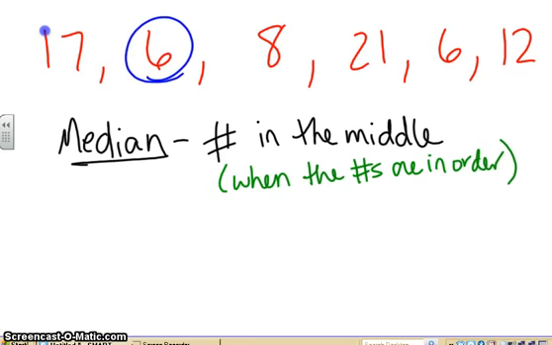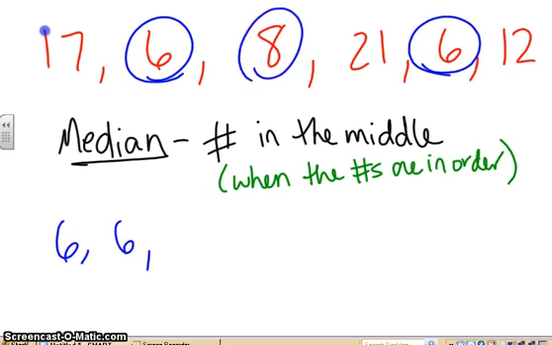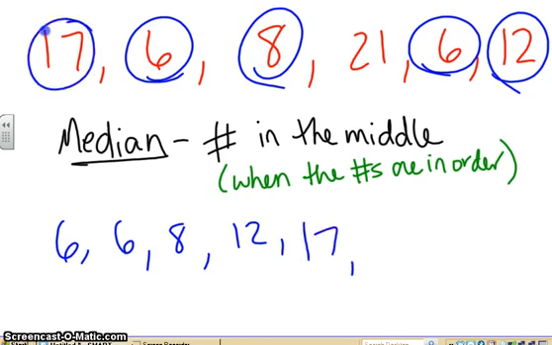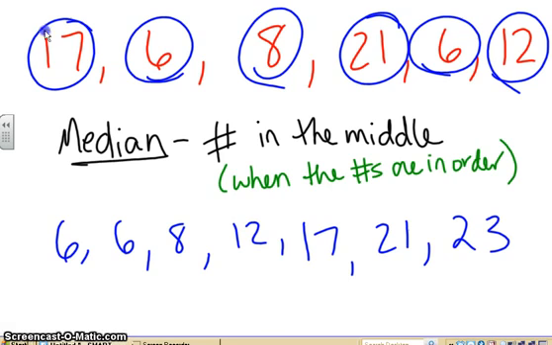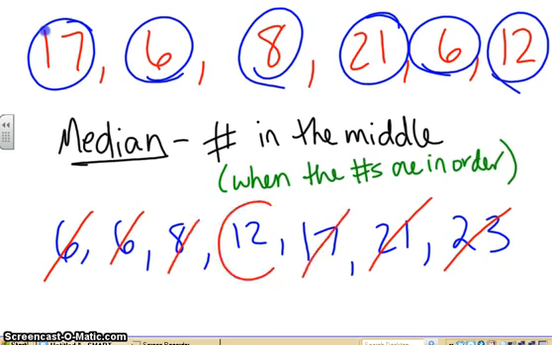So I know that 6 is my smallest, so I'll do 6. Then I have another 6, so I'll put another 6 next. Then I can do 8, and then 12, and then 17, and then 21. And I need to have one more number, so we'll do 23. I should have put one more up there. Now, to find the median, it's the number in the middle. So what I do is I mark off my first and my last, my second and my second to last, my third and my third to last, and then there is my median. That is my number in the middle of the list.